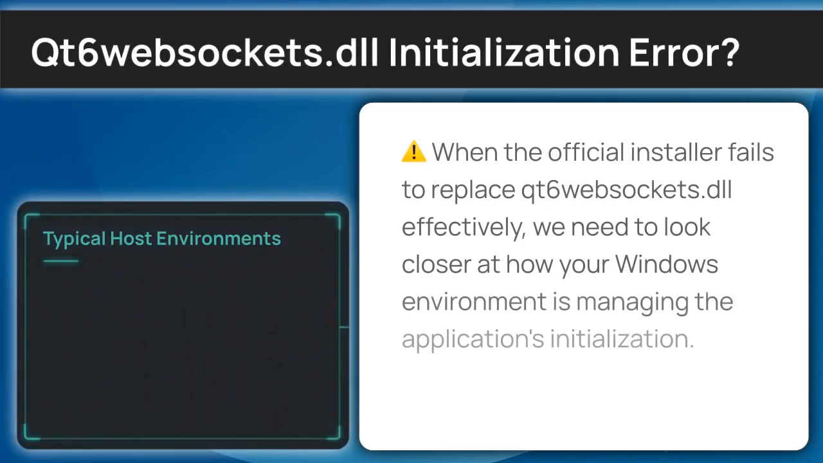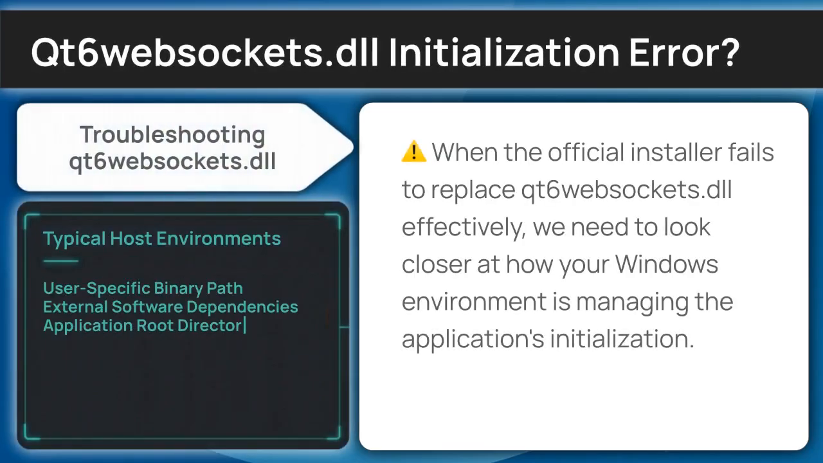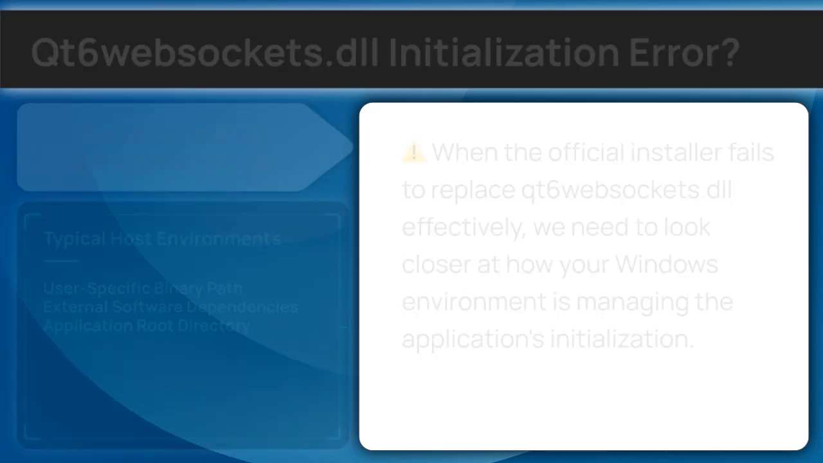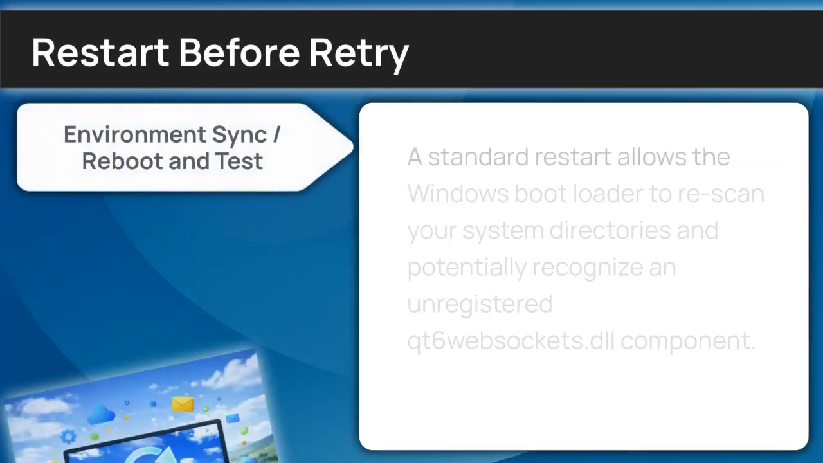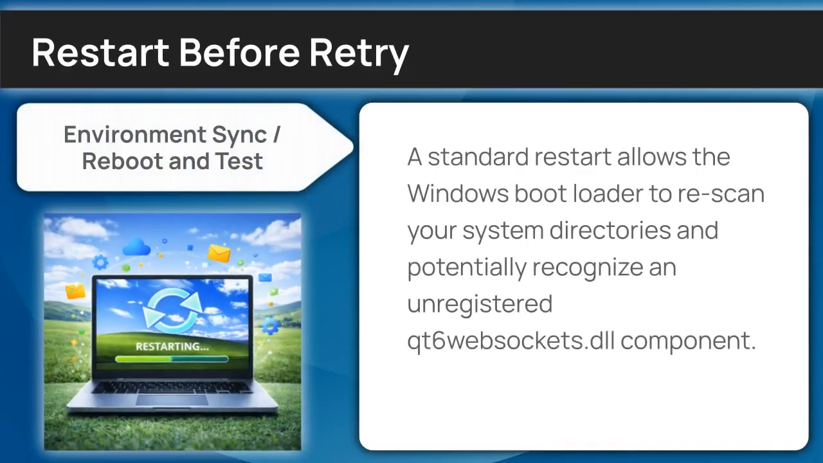If no luck was had with the redistributable package, we will escalate the fix by performing a targeted reset of the system state. A simple restart can resolve file-in-use errors that mimic a missing qt6 WebSockets library message. It's a low-effort step that ensures your operating system starts with a clean execution stack.